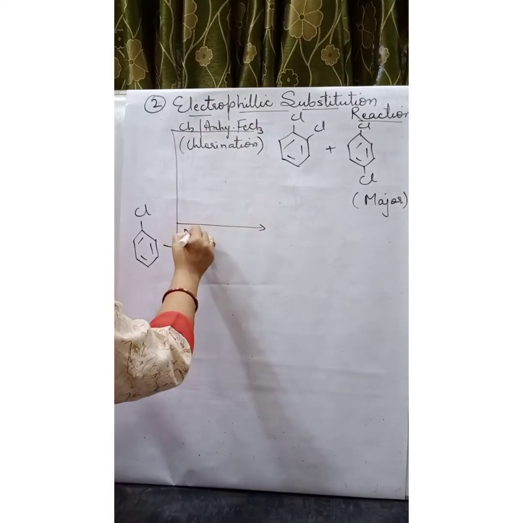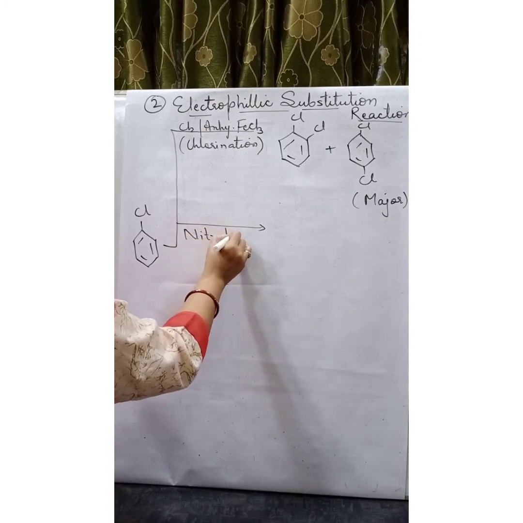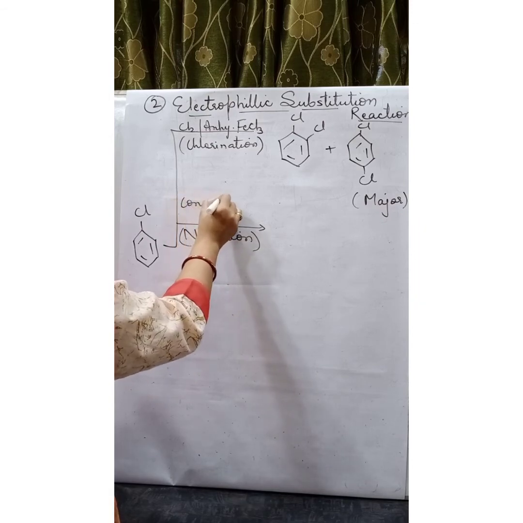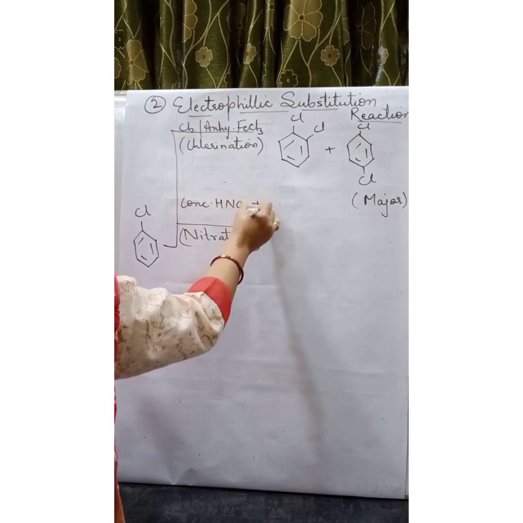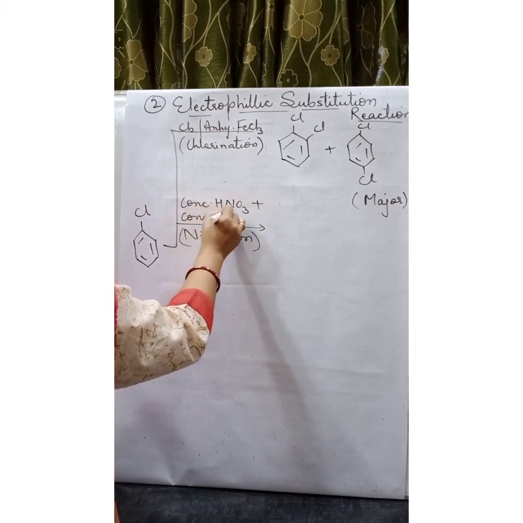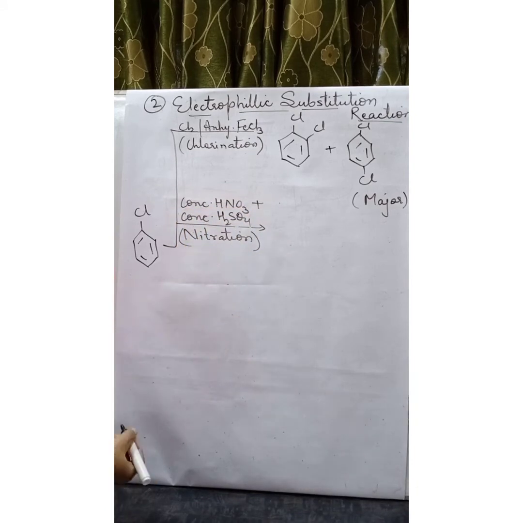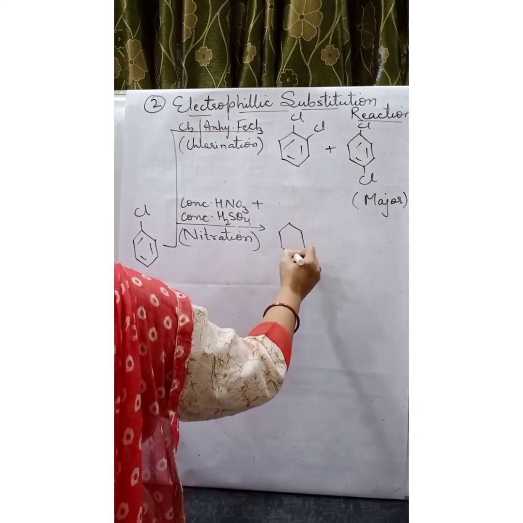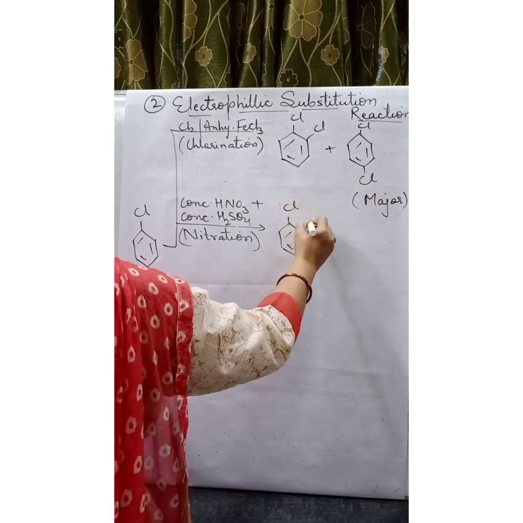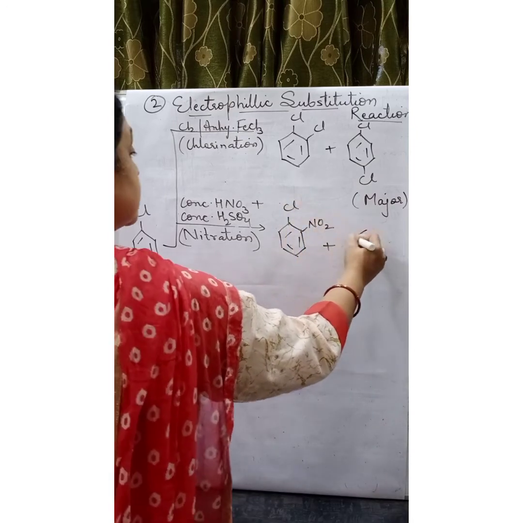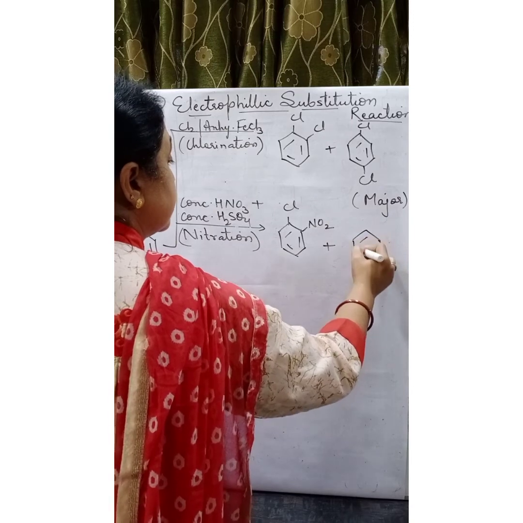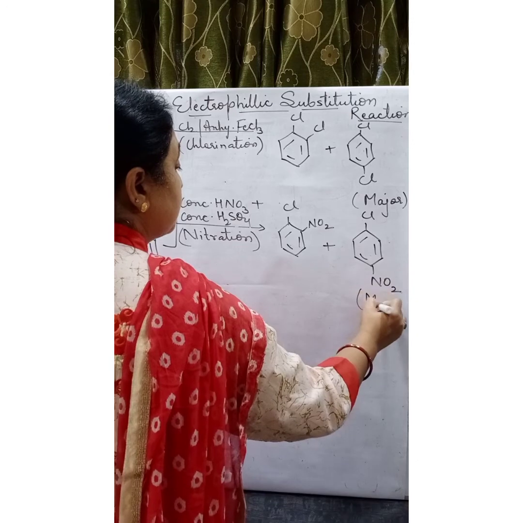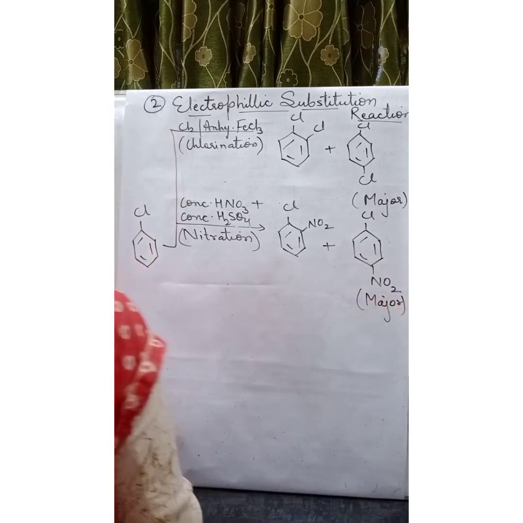Secondly, we can carry out nitration of chlorobenzene in presence of nitrating mixture, that is concentrated HNO3 and concentrated H2SO4. So the NO2 group gets introduced at ortho and para positions, giving 2-chloronitrobenzene and 4-chloronitrobenzene, out of which the para product is the major one.